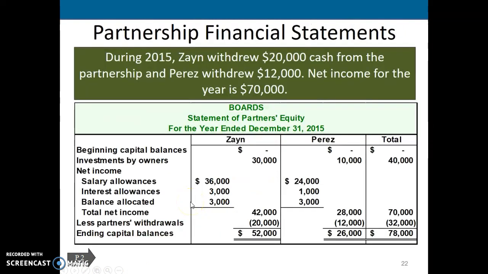The last thing I want to talk about is the partnership financial statements. If we're looking at them, we can see that before we had the statement of owner's equity. Well, now we have more than one owner. So we're actually going to have this, it's called the statement of partner's equity. And it's broken down into the two different partners. And then we can see that total account.